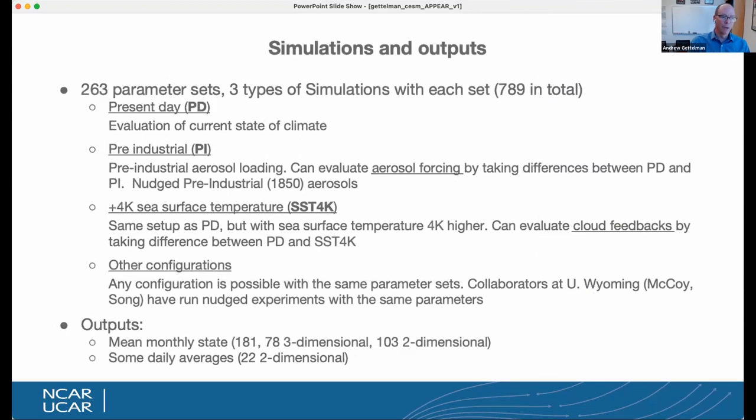We're doing 3 types of simulations, and we have done close to 800 simulations. There have been extensions to this with other shorter simulations as well that I'll mention here. We've done present day runs. We've done pre-industrial runs, which are the same SSTs but with pre-industrial aerosol loading, to look at aerosol forcing. And then we've done SST plus 4K, a uniform increase in sea surface temperatures, basically to look at feedbacks in the system, fast feedbacks in the atmosphere. They're all done with the same parameter sets.